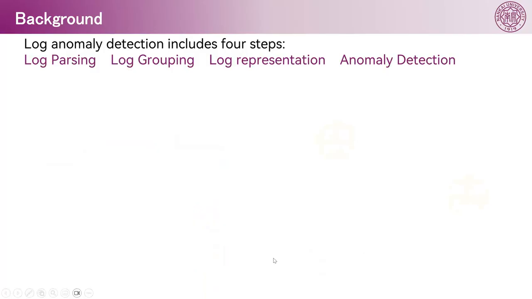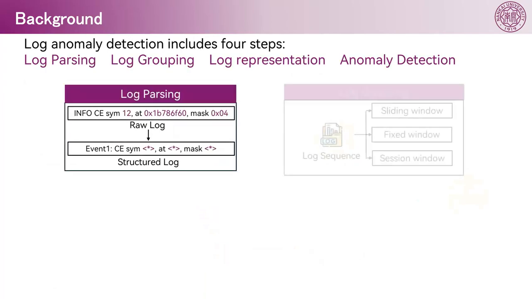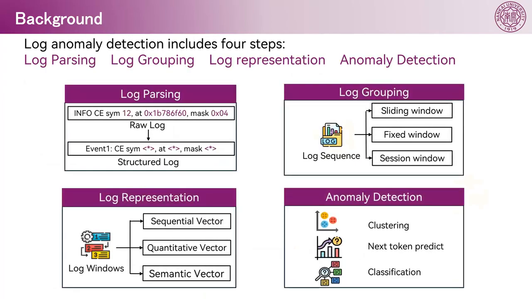And first, let me introduce the basic workflow of log anomaly detection. This workflow can be divided into four main steps, including log parsing, log grouping, log representation, and anomaly detection. In the log parsing phase, we need to convert raw logs into structured log information. By parsing, we extract the key events from the logs, making subsequent analysis more convenient.